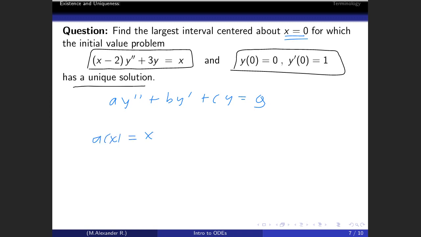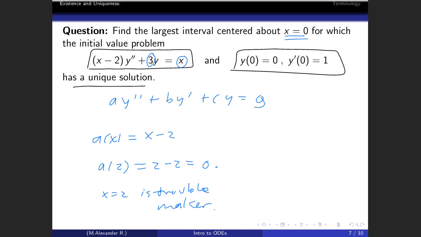So the a function is the one that is more important. The b, the c, and the g in this case are, well, let me just highlight them. I'm not going to label them, but the 3 and the x, they are continuous. So that's good. But now let's focus on the a function. So we don't want the a function to be 0. Notice that when you plug in 2 into the a function, this will give you 0. So 2 is a troublemaker. Let me just call it a troublemaker.